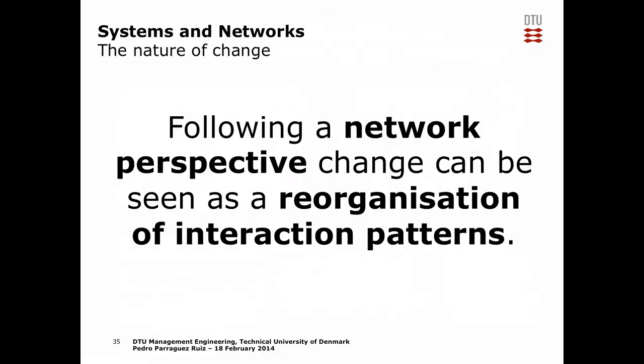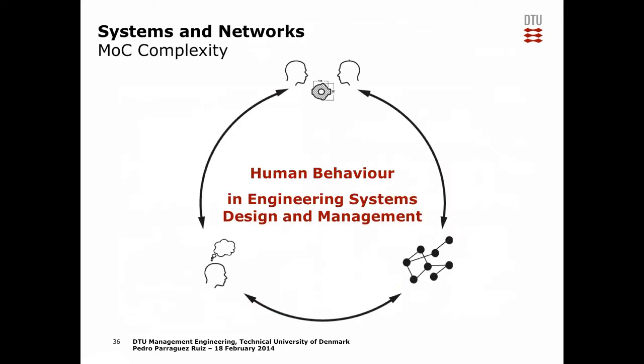And to wrap up, and also take into consideration what we look at in terms of management of change, we can think that following a network perspective, change can be seen as a reorganization of interaction patterns. So our task as change agents will be seen as how we reorganize interaction patterns to get a behavior that is the one that we would like to have, okay? And this can be at different scales, and this is the complex part. It's not just communication between individuals. You might need to think about cognitive patterns inside of individuals, and that's a scale that is so difficult to handle. But it's still about interaction patterns.